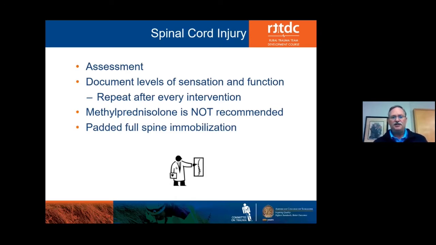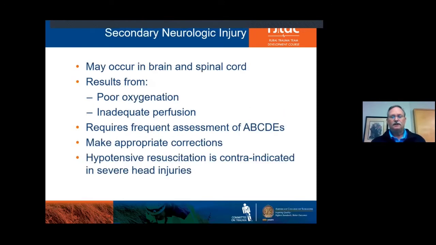And then transportation: padded full spine immobilization, usually with a long spine board and with warm blankets. Keep in mind the spine boards are mainly for transportation only. You do not want to keep patients on spine boards for long periods of time for reasons of skin breakdown and other problems. So, secondary neurologic injury, the most common reason is because of poor oxygenation, inadequate perfusion.